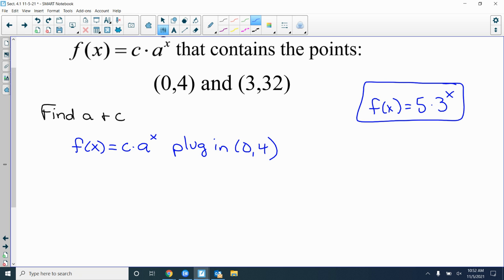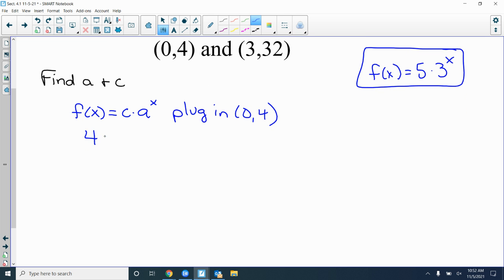In cases like this, sometimes you don't know what's going to happen. You just have to try it and see what happens. So I plug this in. 4 is your f of x. I don't know what c is, I don't know what a is, but I do know x is 0. A to the 0. Anything to the 0 power is 1. So what am I left with? C is equal to 4. I found C.